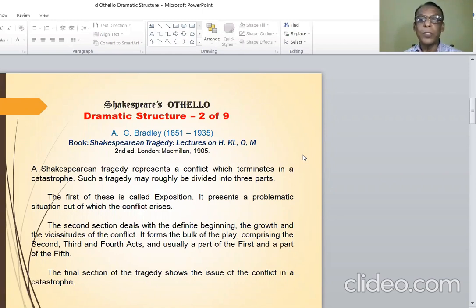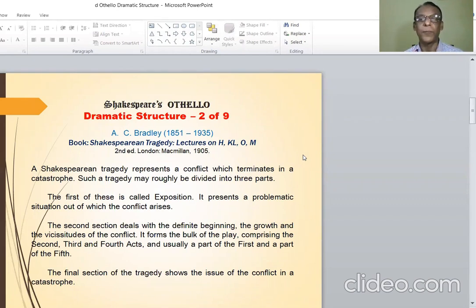The second section deals with the definite beginning, the growth, and the ups and downs, the vicissitudes of the conflict. So first there is an exposition, then there is a conflict, then the rising action. It forms the bulk of the play. If you think of Othello, the second section involves act 2, act 3, and act 4, also part of act 1 and part of act 5. So it forms the bulk of the play, comprising the second, third, and fourth acts, usually a part of the first and a part of the fifth.